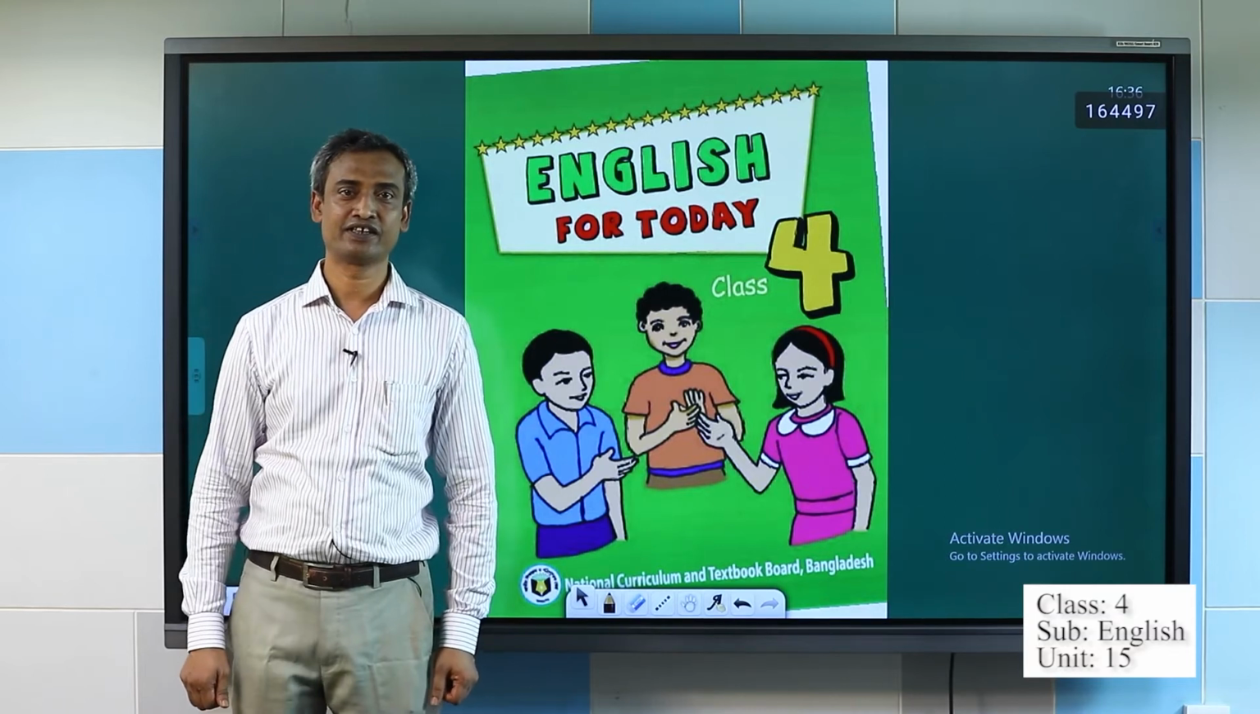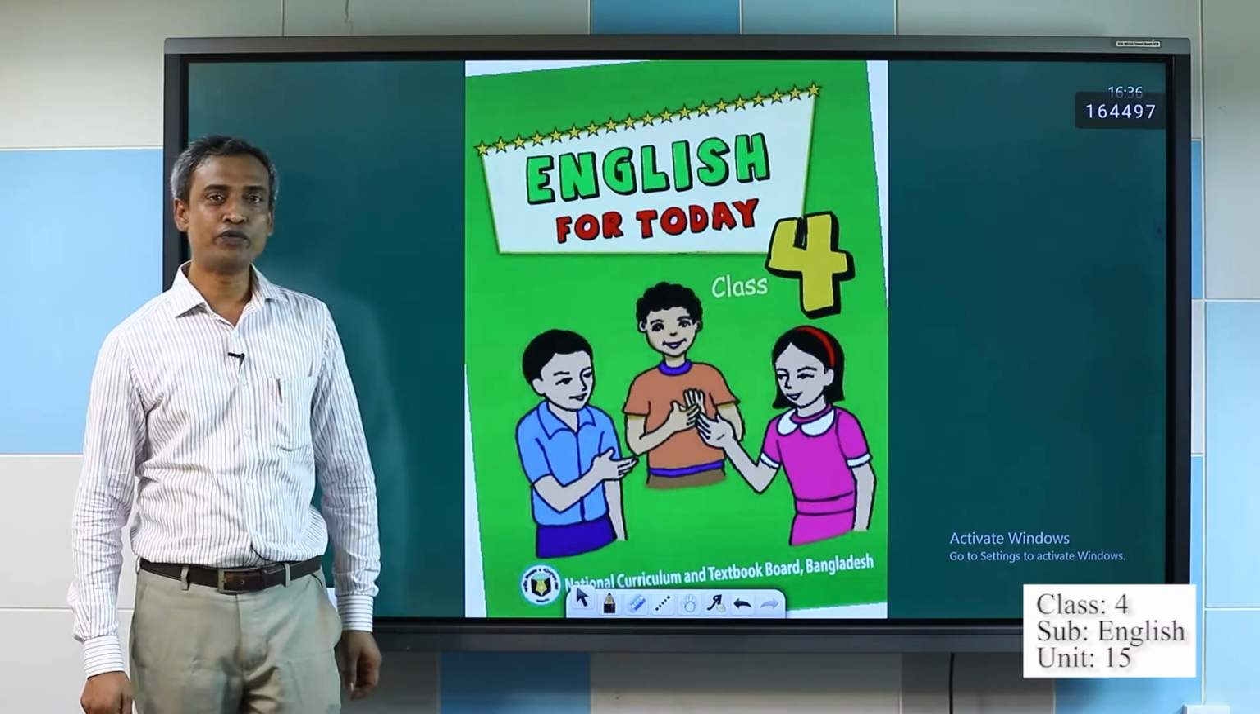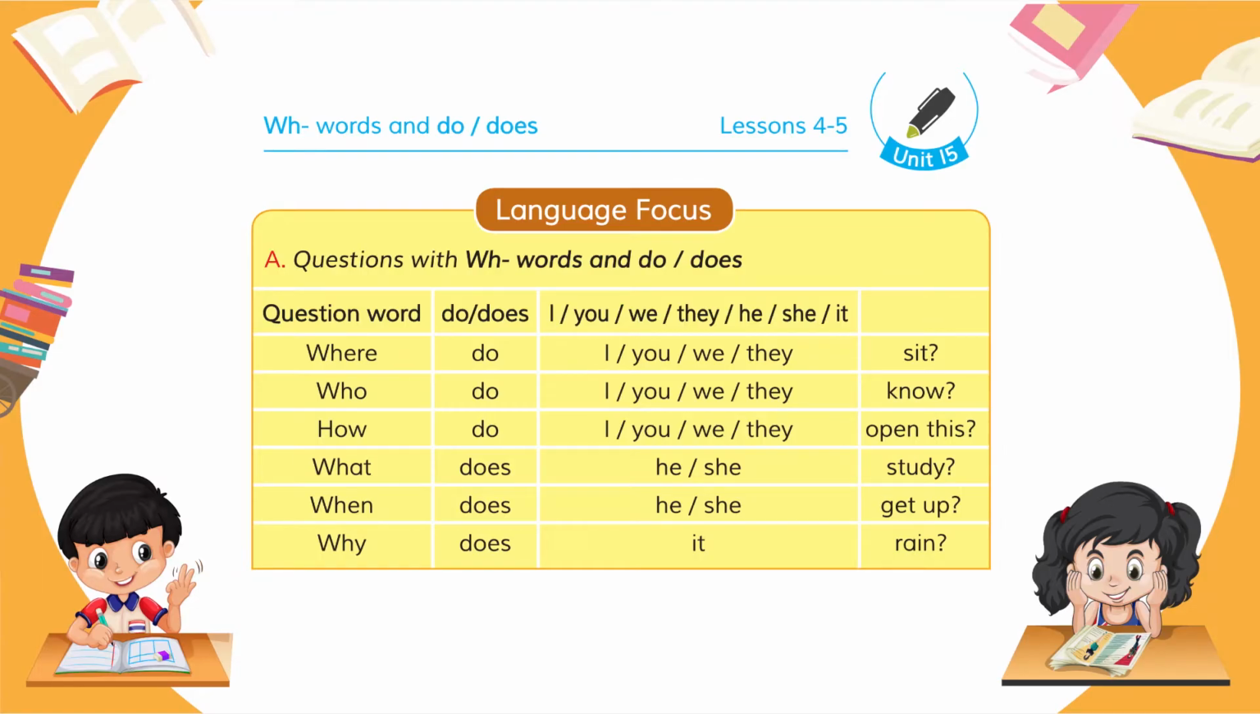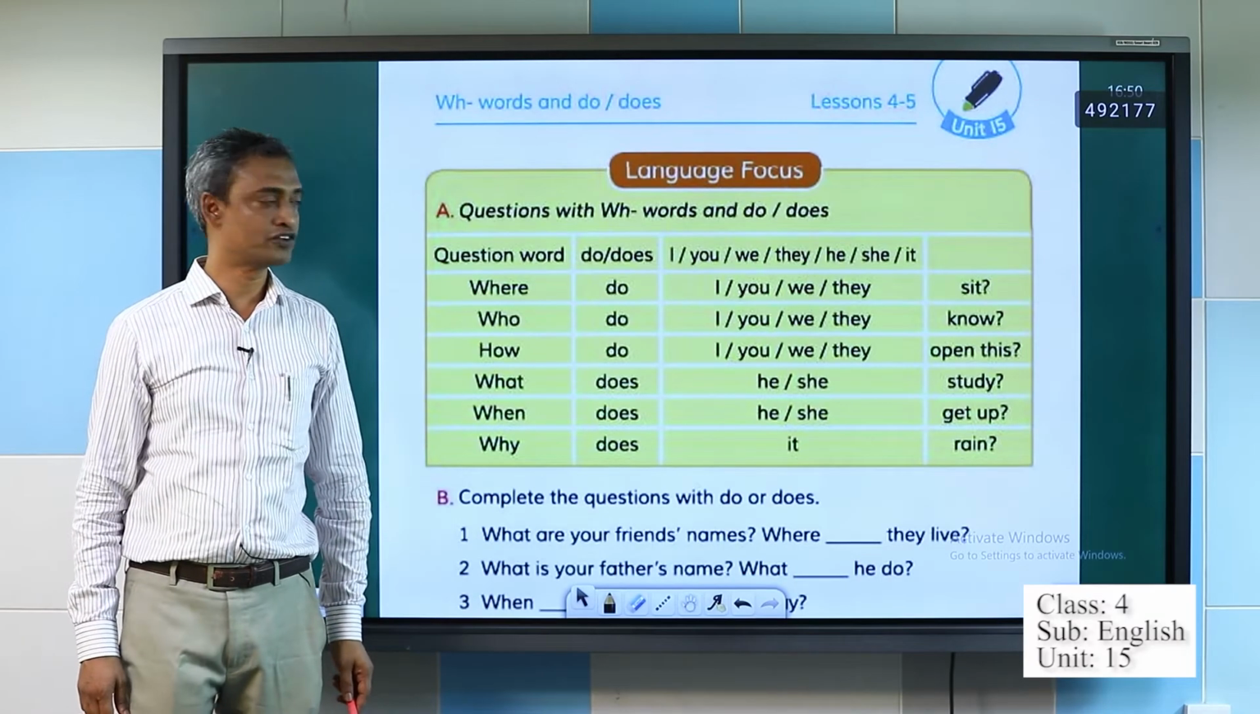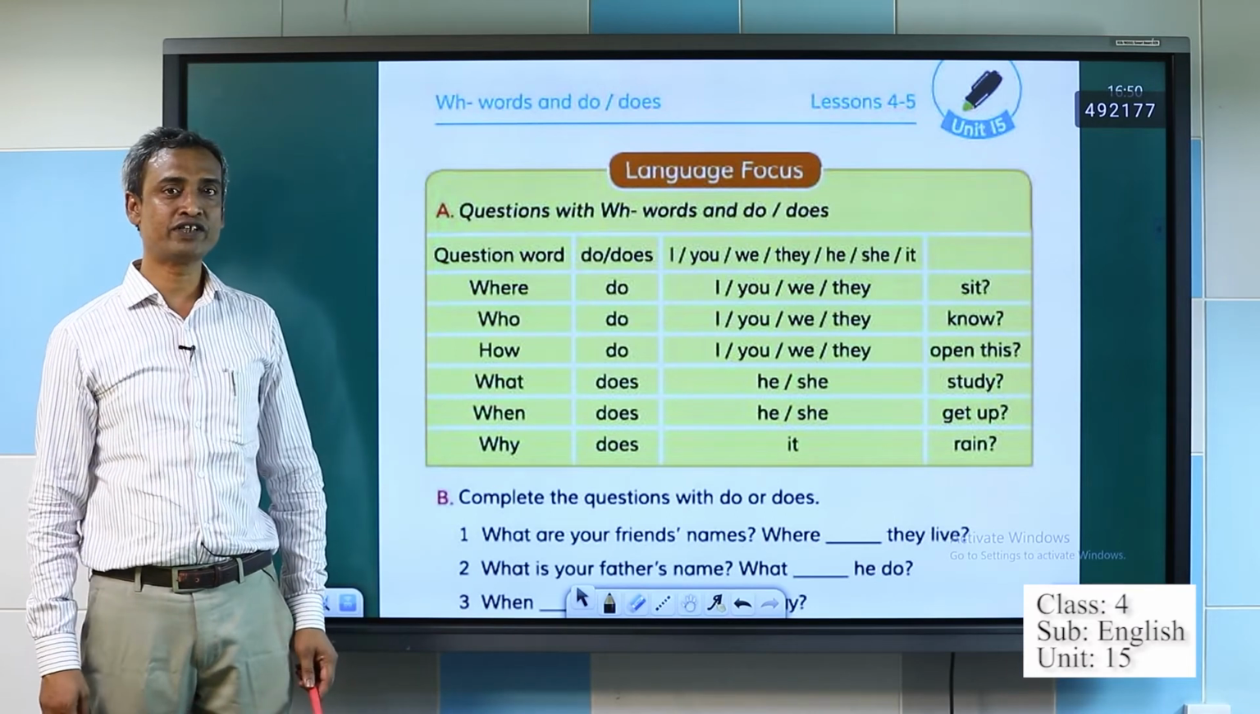Okay, students. Now open your book at page number 31. Dear students, our today's topic is to make questions with WH words and do or does. Now look at the language focus carefully. Look there. At first there are some WH words, and after that there are do or does. These are called WH questions. Okay, students, I am going to read those questions and you have to repeat after me.